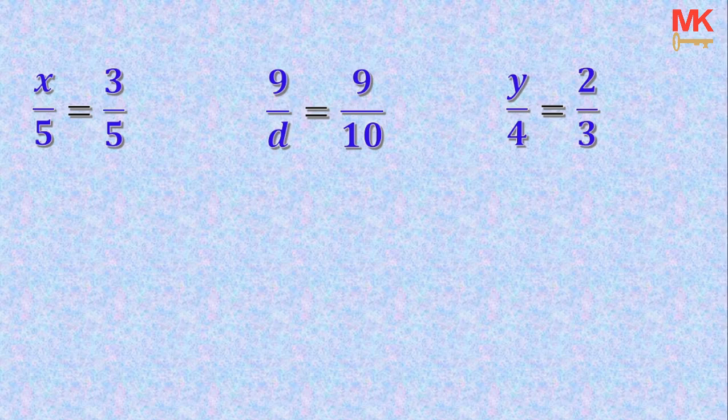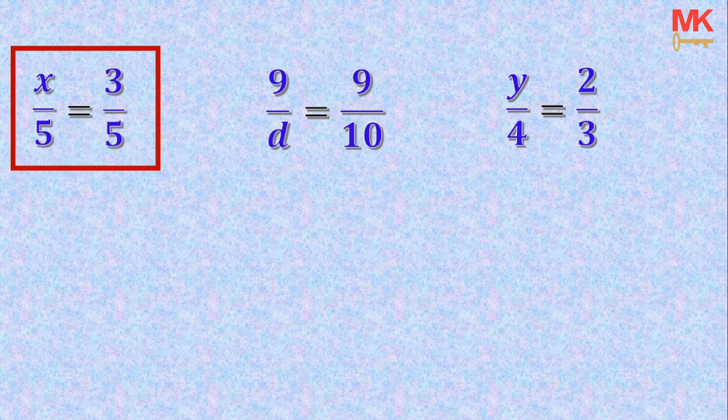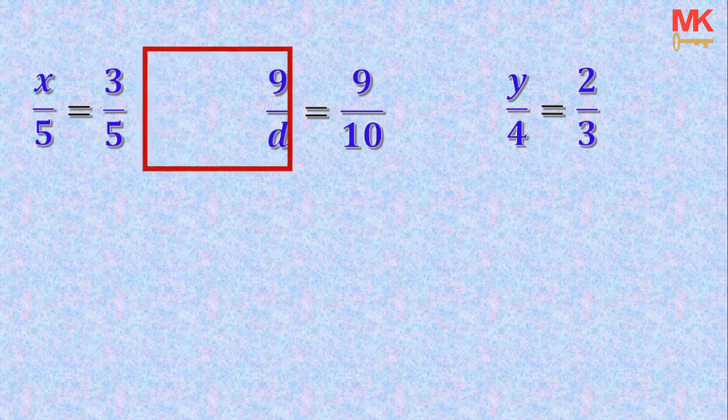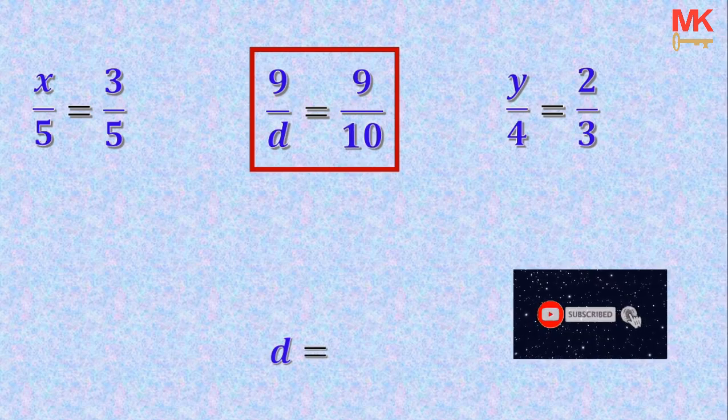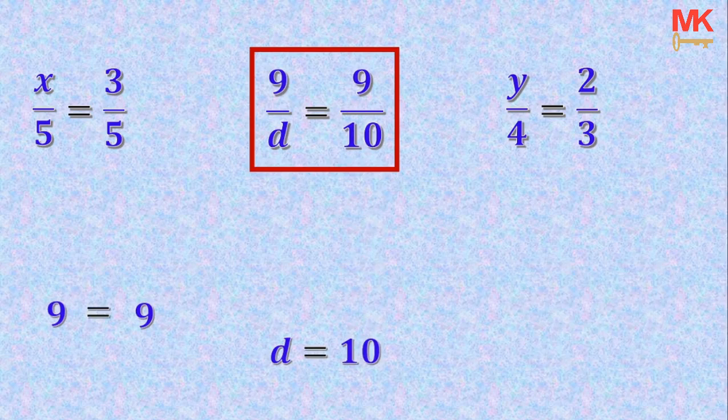Looking at the first equation, x over 5 equals 3 over 5, we can just equate the numerators since the denominators are equal. That is to say, x equals 3 because the 5 and the 5 under are equal. So the value of x for which this equation is true is just 3. Similarly, in the second equation, 9 over d equals 9 over 10, we can also say confidently that d is equal to 10 because the numerators 9 and 9 are also equal.